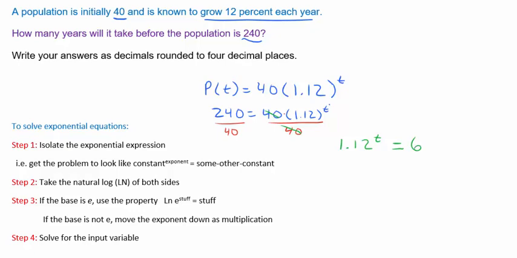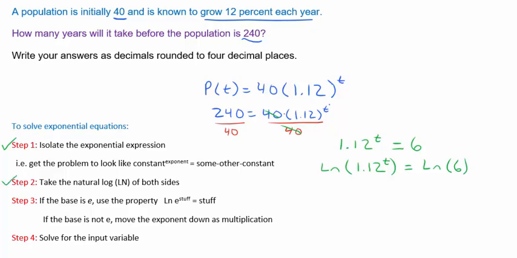So notice I have done step 1. I got the problem to look like a constant raised to an exponent equals some other constant. My constant is 1.12. My exponent here is t, and where it says some other constant, that's simply the number 6. Step 2 is to take the natural log of both sides. So I literally plug in the left side of the equation into the natural log function. And then since I did that to the left side of the equation, I need to plug the right side of the equation, which is the number 6, into the natural log function.